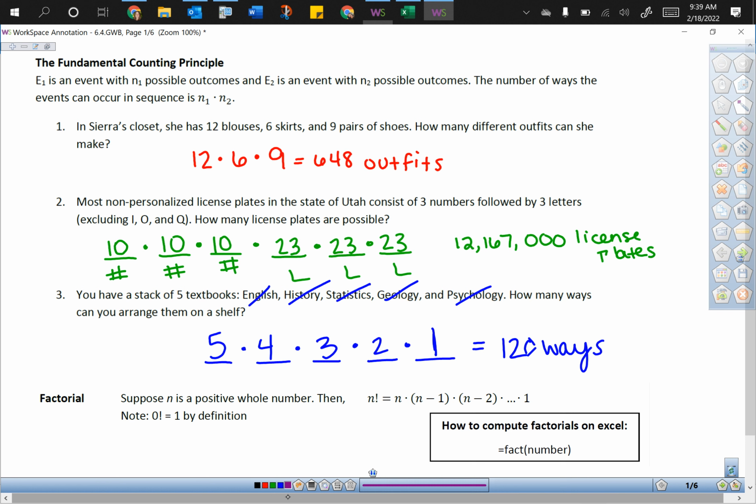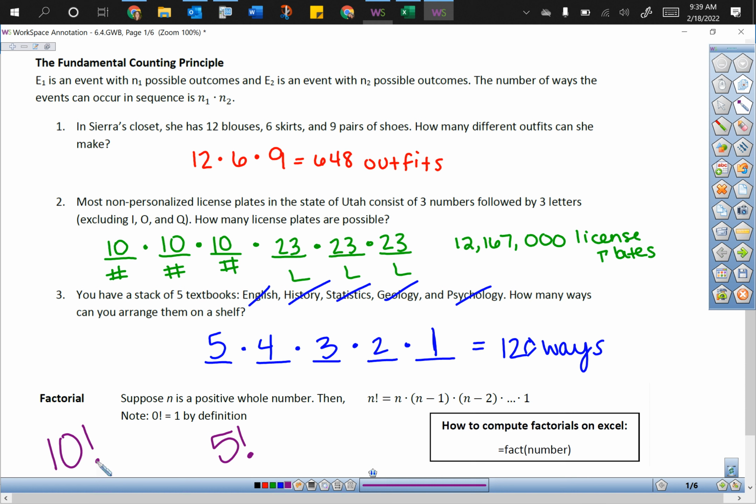Now, when you see it written, there's a shorthand for it, a shortcut. We would write it like this. 5 times 4 times 3 times 2 times 1 would be 5 factorial. It has an exclamation point after it. Or 10 factorial, with an exclamation point after it. Are we okay with that?